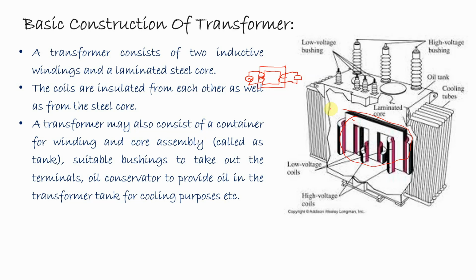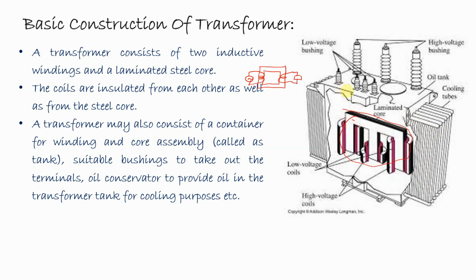The tank should be filled with oil. The oil is basically used to cool the transformer because during operation there will be iron loss and copper loss, and these losses are converted to heat energy. So this heat should be dissipated properly, otherwise the temperature of the transformer will be very high. So the tank will be filled with oil, and there will be some cooling tubes or fins connected with the tank. This is basically used to cool the oil of the transformer and to make the transformer cool.